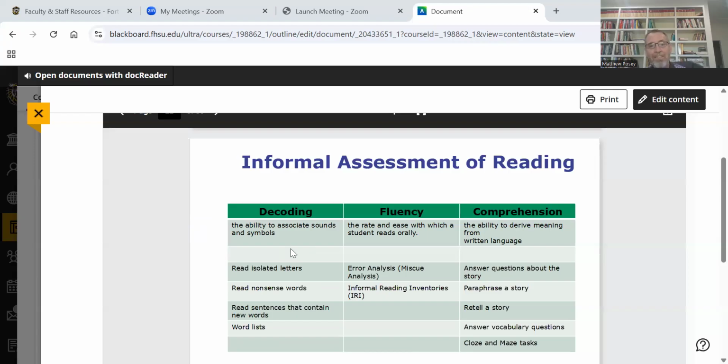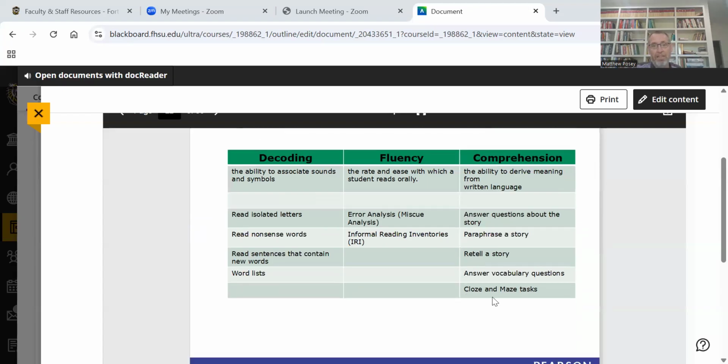Fluency is the rate and ease at which a student reads orally. Could be doing an error analysis and also some informal reading inventories. If you're looking at comprehension, the ability to derive meaning from written language, answer simple questions about the story, paraphrasing or retelling a story, and answering vocabulary questions, and also the cloze and maze task.